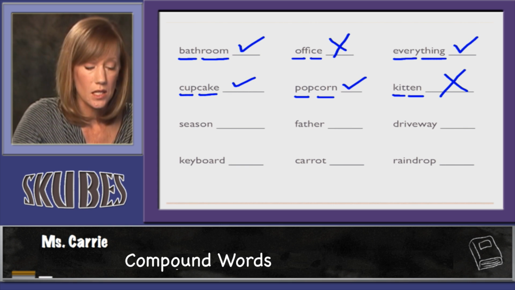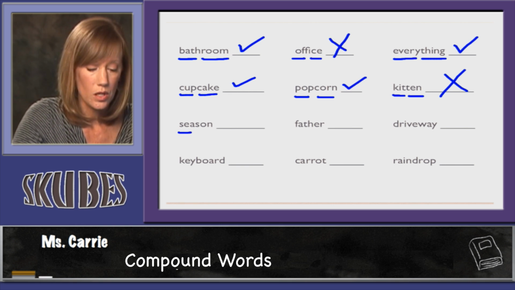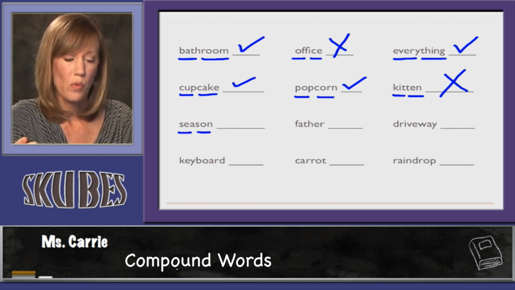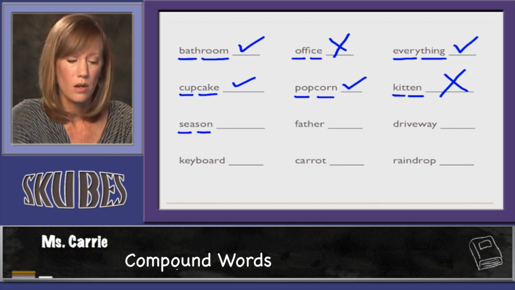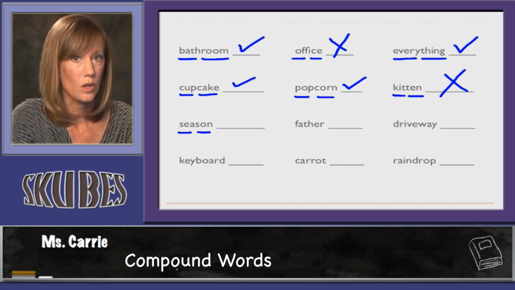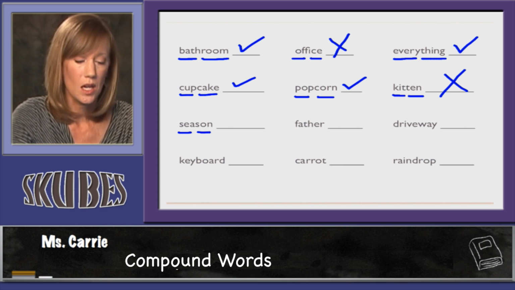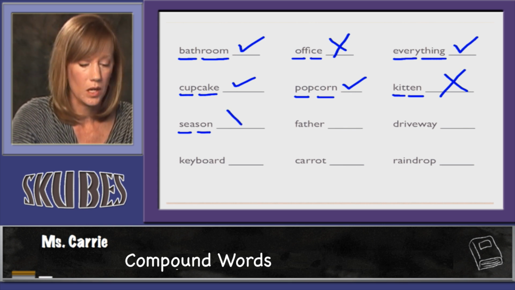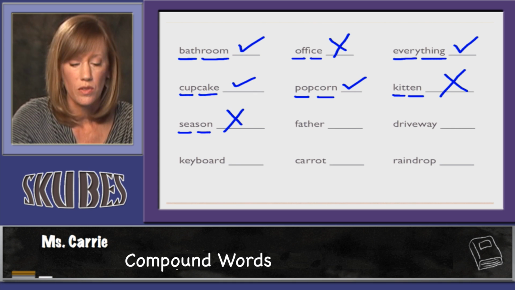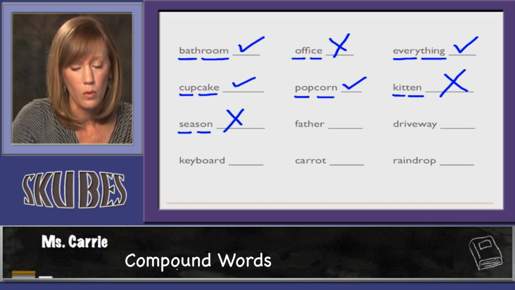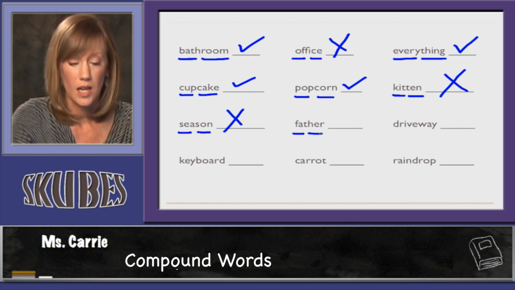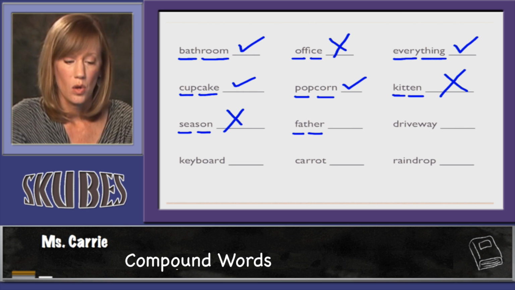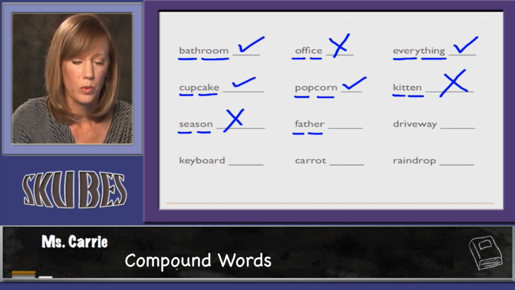Same thing with season. Sea is a word and son is a word, but when we put those two words together, they weren't meant to make another word with somewhat of a similar meaning. So that would not be a compound word. Same with father. You can say, well, I see the word fat and I see the word her in there, but they're not meant to be a compound word together, so that would not be a compound word.